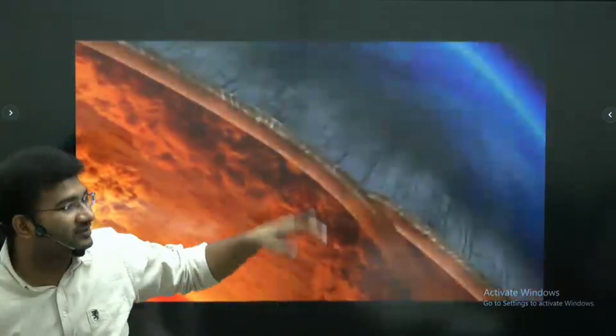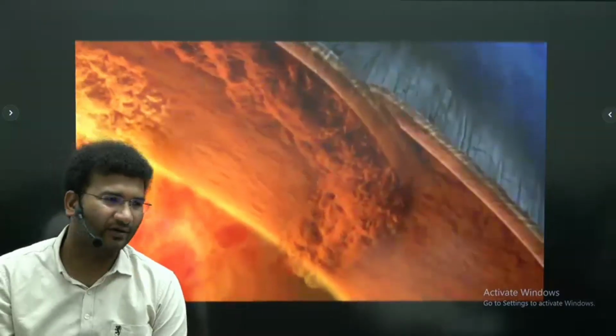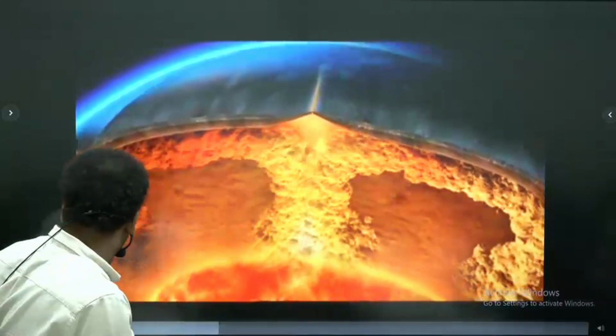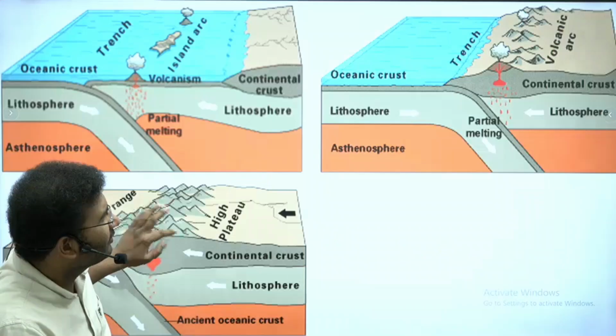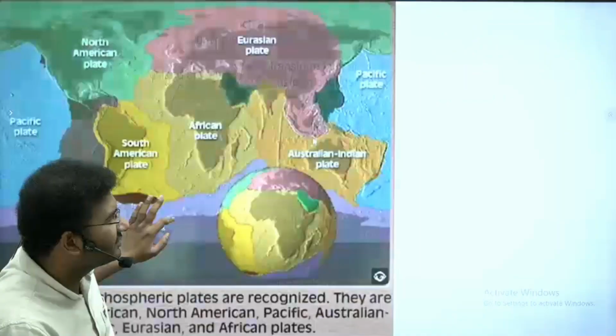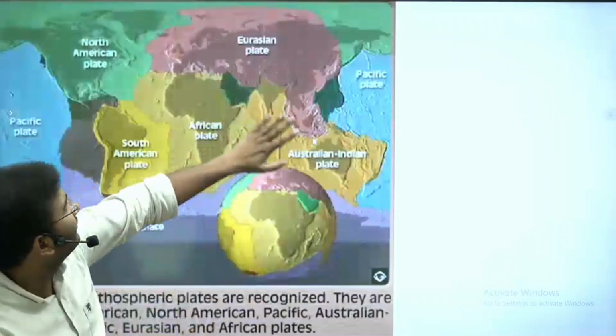There the plate diverges. Why it happens, I'll explain to you. Now this is nothing but the mantle convectional cell theory. Before that, you now know the interior of the earth, and your earth is made up of multiple plates. How many plates? Your earth is made up of 7 major plates. Each of the continents is made up of a plate. So look here, different colors are there.